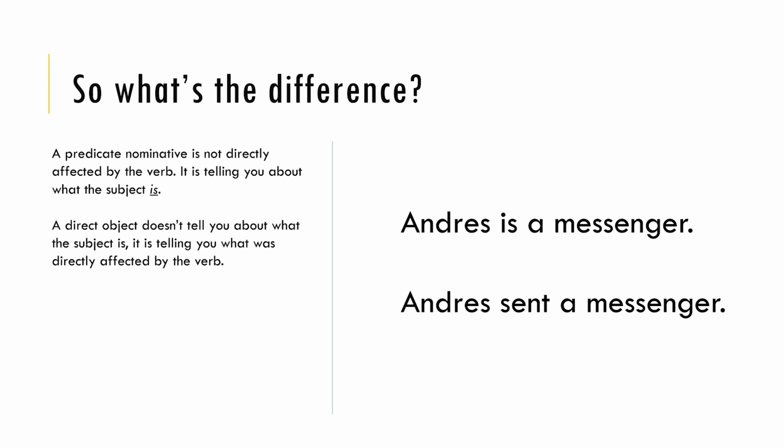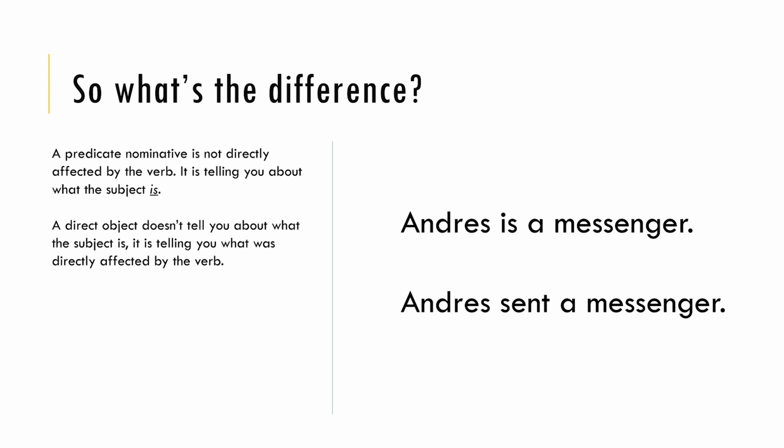But in the first one, you have a to be word, is, and they're equating the two. So the noun on the right side, messenger, in this case is not a direct object. It's not being affected by any action. It is the subject, right? Andres is a messenger. And in the second example, which is what we've covered in past lessons, it's a direct object because a messenger is the thing directly affected by the verb or the action of the subject.